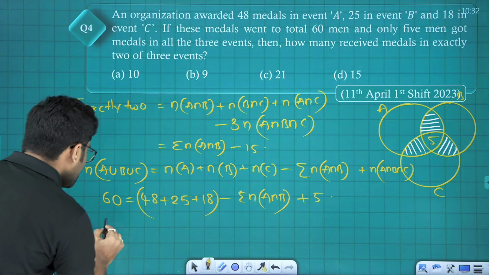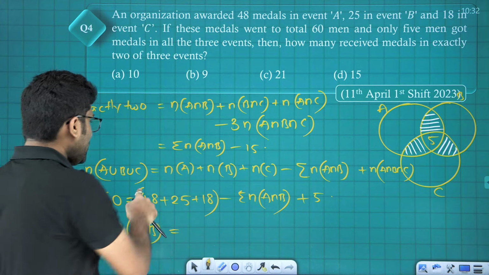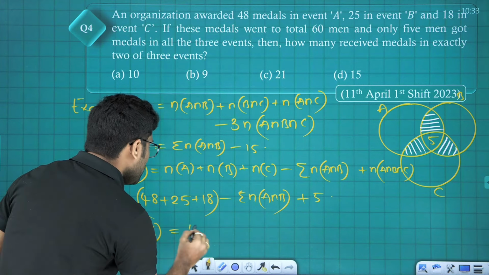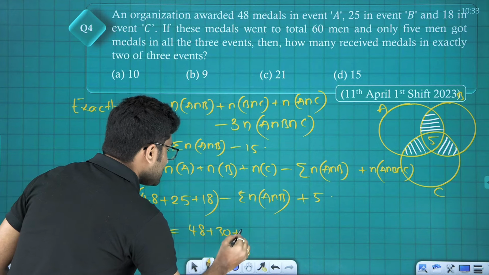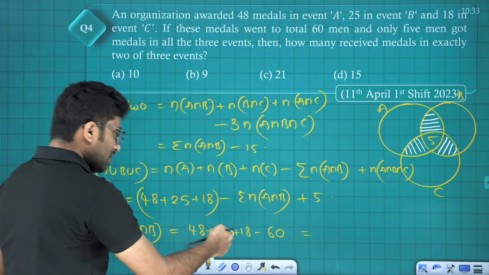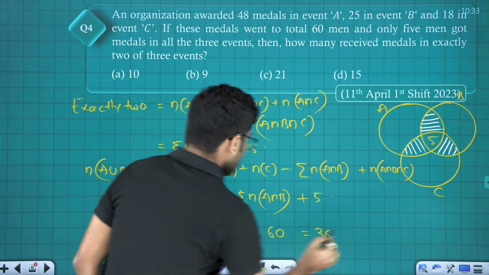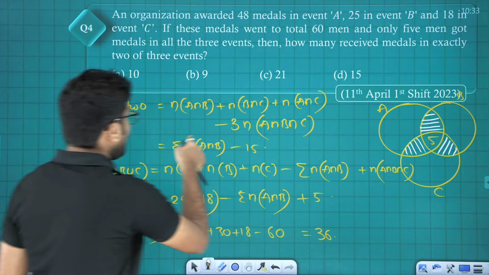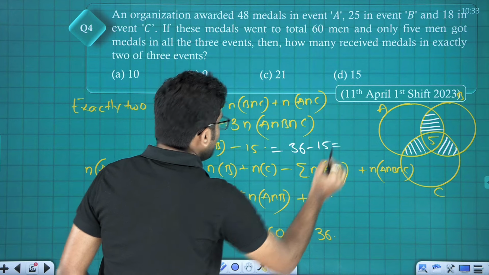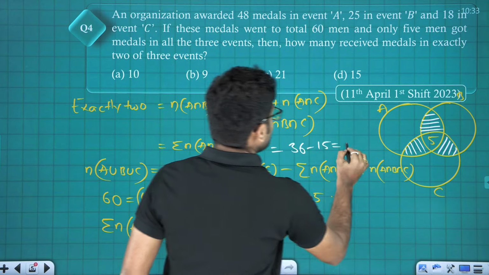So to get sigma n of A intersection B, it is 48 plus 25 plus 18 plus 5, that is 48 plus 30 plus 18 minus 60, friends. So 30 minus 60 is minus 30. 48 minus 30 is 18. 18 plus 18 is 36. So this value is 36. Now what we require is this minus 15. That is 36 minus 15, which is equal to 21.